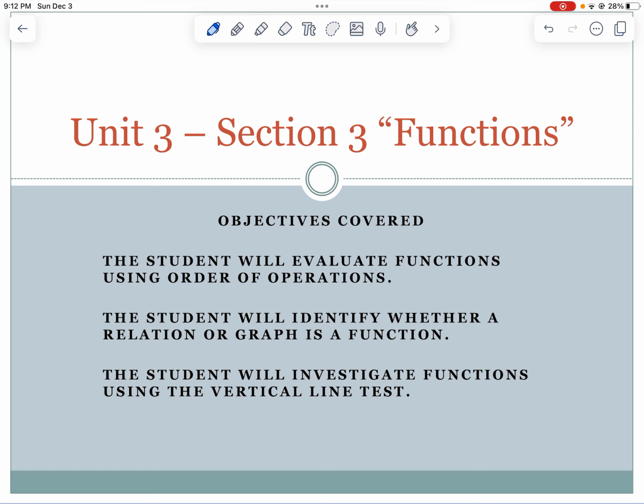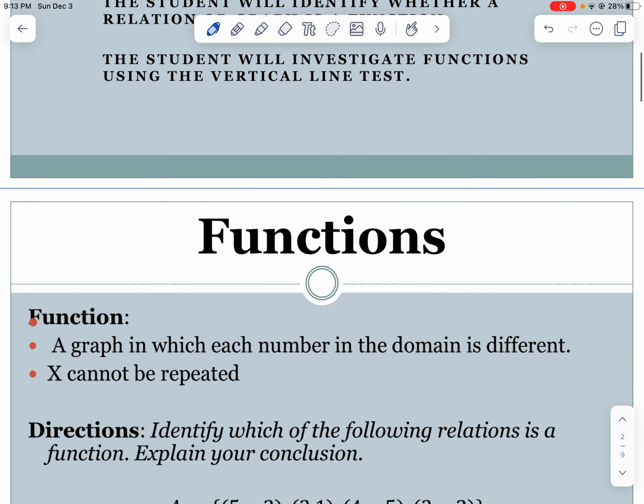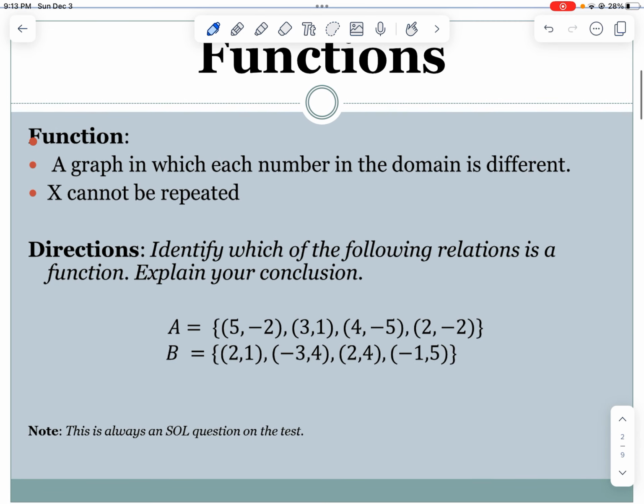Today we're going to evaluate functions. We're going to talk about what makes something a function, and we're going to investigate functions using the vertical line test. So here we go. A function is a graph in which each number in the domain is different. In other words, I cannot have any repeating x values. We'll look at the visual, the graphing reason for why that is in a moment.